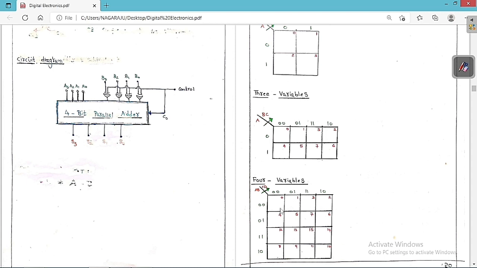So this is the way that you have to do the marking for the corresponding cells. This is the way that you always have to keep in your mind. Always we have to group from maximum cells to minimum cells like 8 cells, 4 cells, 2 cells. So like that we have to always do these things.